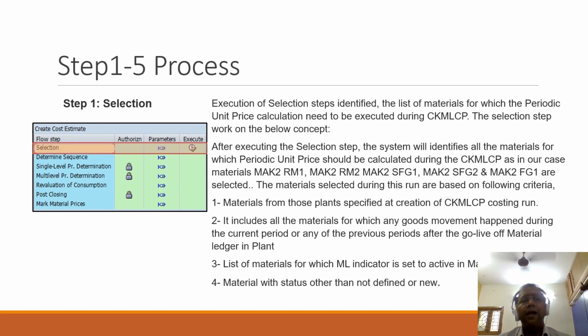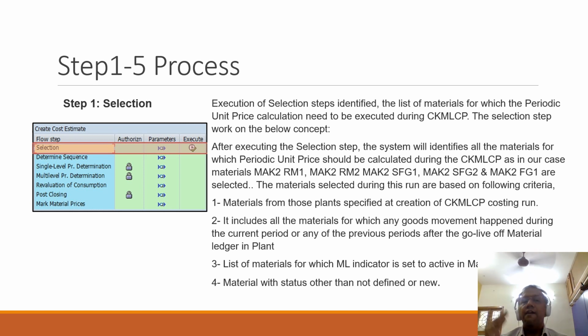Steps process. I have given the 5 steps of how the cost calculation will be done. For example, selection. First, we are going to select. Execution of the selection identifies the list of materials for which a periodic unit price calculation is to be done. So we determine the price, for example RM1, RM2, RM3 for the finished goods, and the finished goods are to be selected.